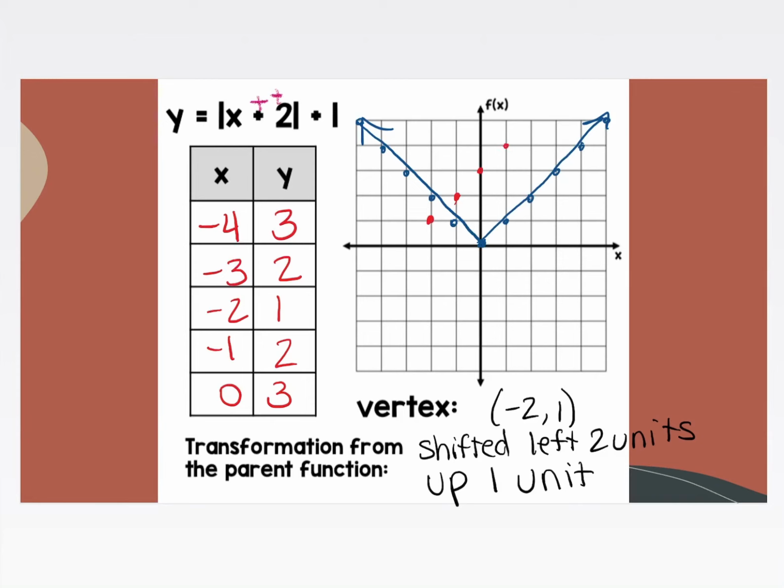And here's my vertex that I plotted. There we go. We can notice that our axis of symmetry, if we graph it, is at x equals -2. Wonderful. And again, we are shifted 2 units to the left and 1 unit up.